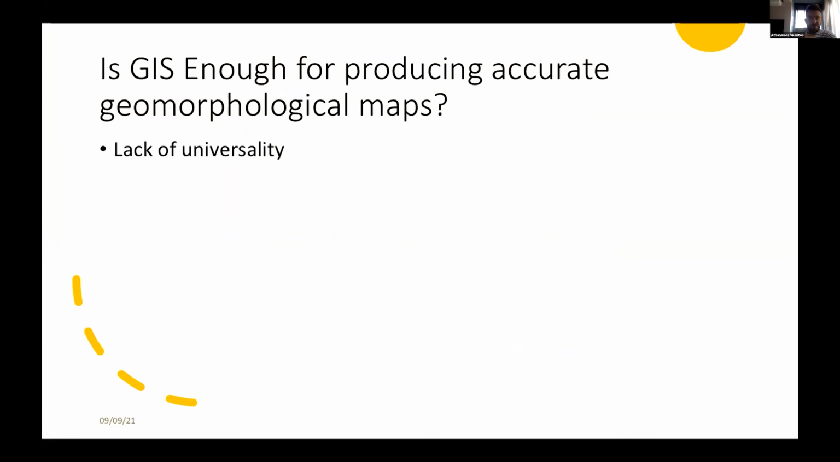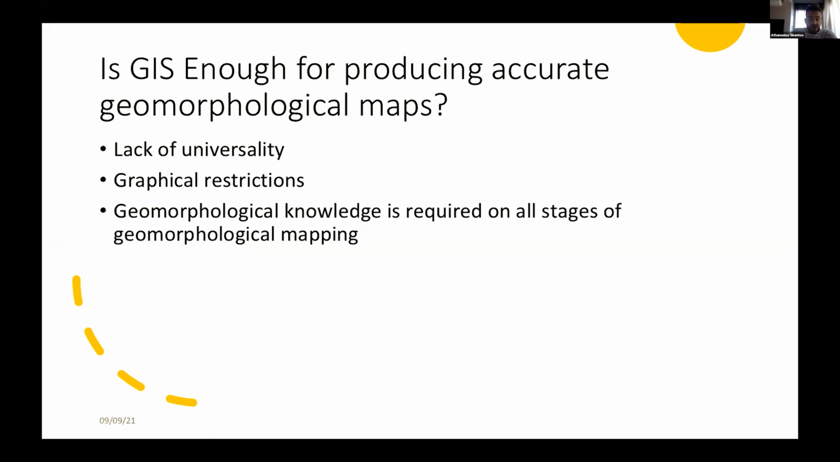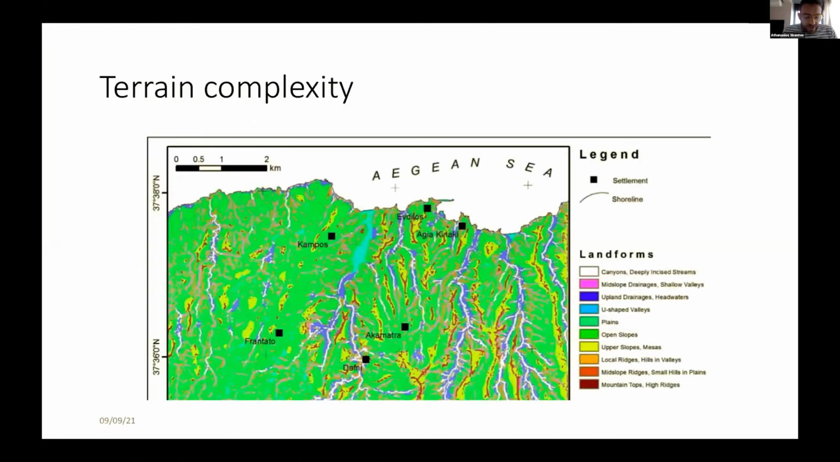First of all, we have lack of universality, we have graphical restrictions, and geomorphological knowledge is needed throughout the whole process. A competent GIS user cannot create a decent geomorphological map. I'll try to provide some examples to give more information than what I already said. So if we go to the terrain complexity, it's undoubtedly the main reason for not being able to have a standard common approach on geomorphological mapping.